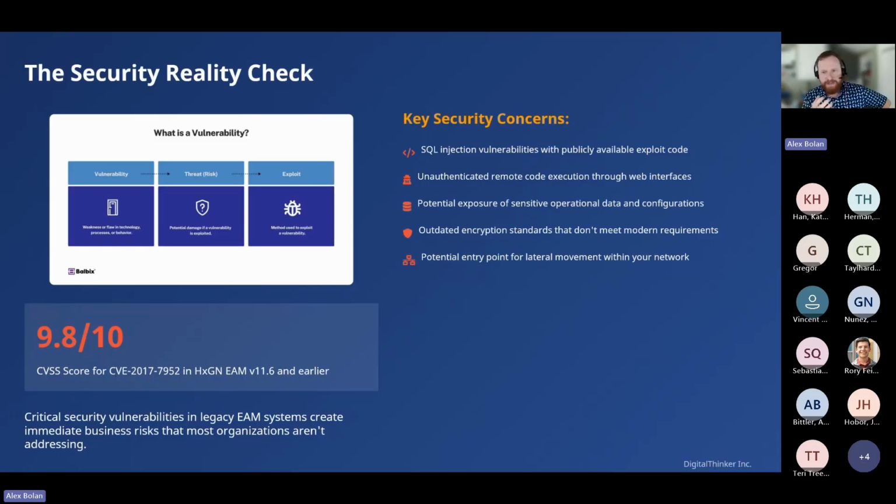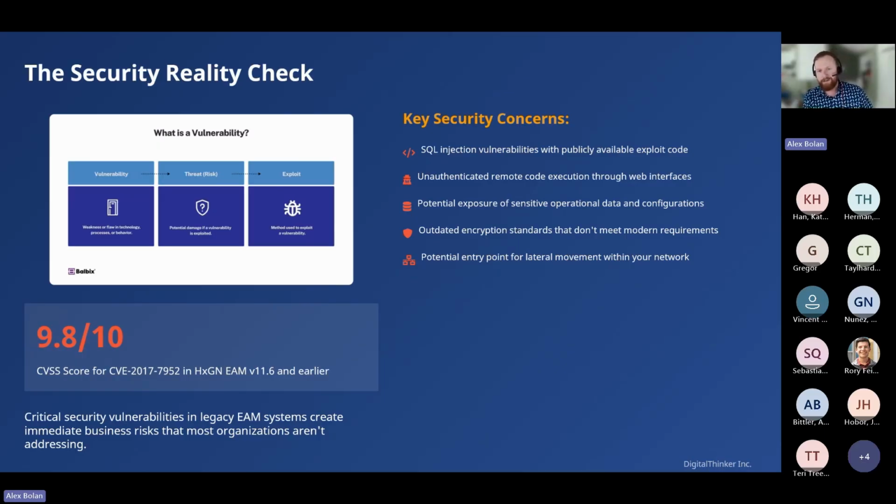So let's start with the most immediate risk, which I believe is security vulnerabilities. If you're running Hexagon EAM version 11.6 or earlier, your system contains what's known as a CVE. And for those of you that are phonetically inclined, that stands for Charlie Victor Echo 2017-7952. It's a SQL injection vulnerability with a CVSS score of 9.8 out of 10. For those of you like me who are not familiar with the CVSS scoring system, basically 1 to 10, 1 is good and 10 is really bad. Being at a 9.8 is pretty rough. It's about as bad as you can get without being a perfect 10 on vulnerability.